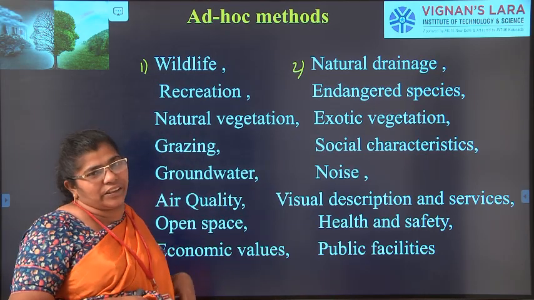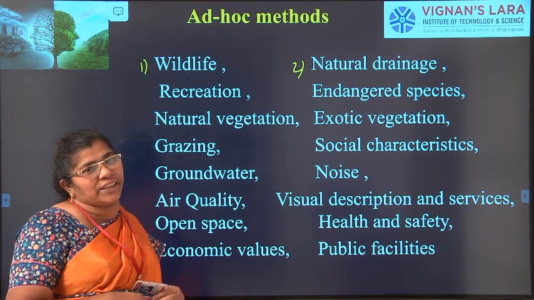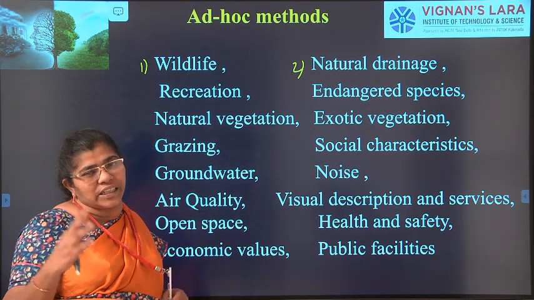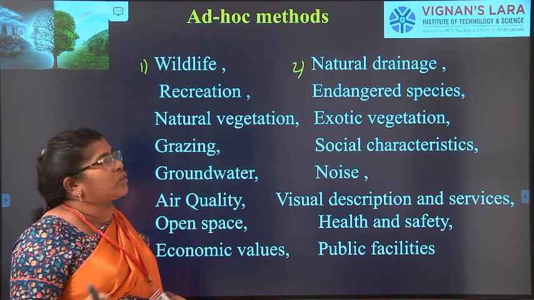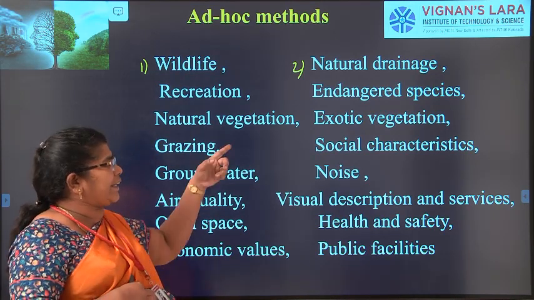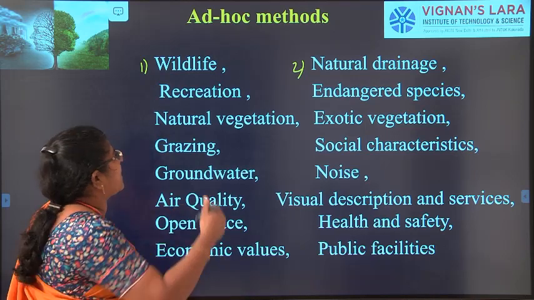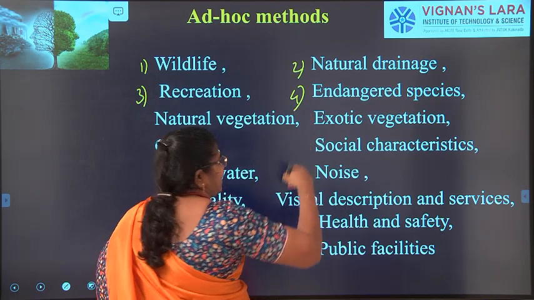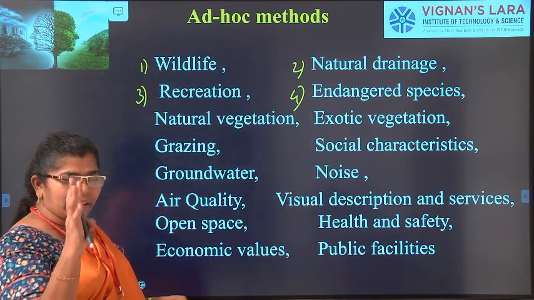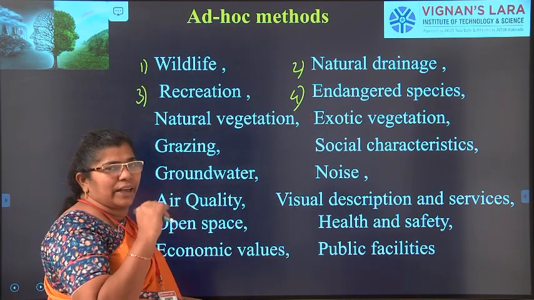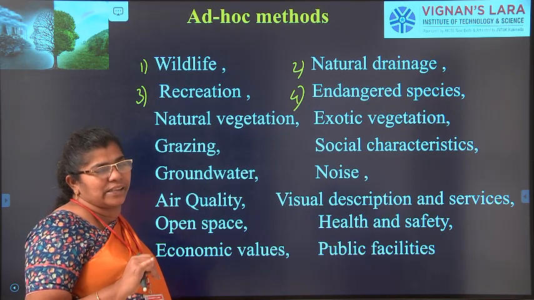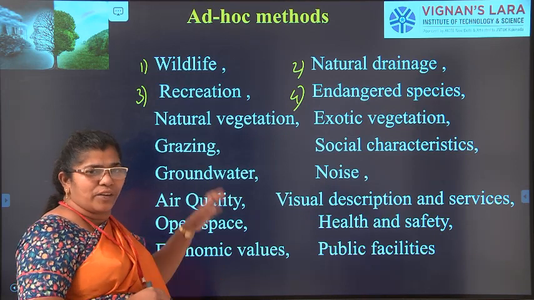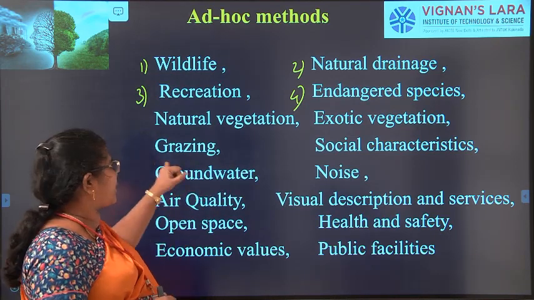Third one, recreation. What recreation facilities will be affected? Recreation is very important nowadays. Then endangered species. When it tells about the wildlife, it also tells which are the endangered species, like the lion that will be affected. The tiger is considered an endangered species, and the elephant as well. So we will be noting that these are the things that will be affected.